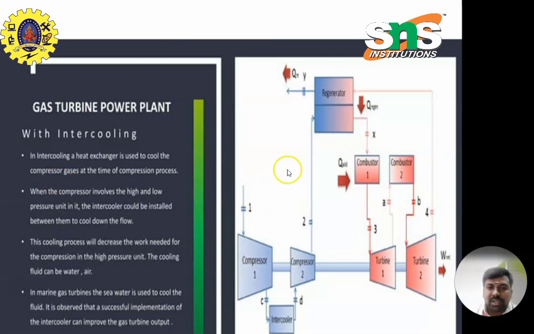This is the layout of a simple gas turbine power plant with intercooling. In intercooling, a heat exchanger is used to cool the compressor gases during the compression process. When the compressor involves a high and low pressure unit, the intercooler can be installed between them to cool down the flow. The cooling process will decrease the work needed for compression in the high pressure unit. The cooling fluid can be water or air. In the gas turbine, seawater is used to cool the fluid. It is observed that successful implementation of the intercooler can improve the gas turbine output.